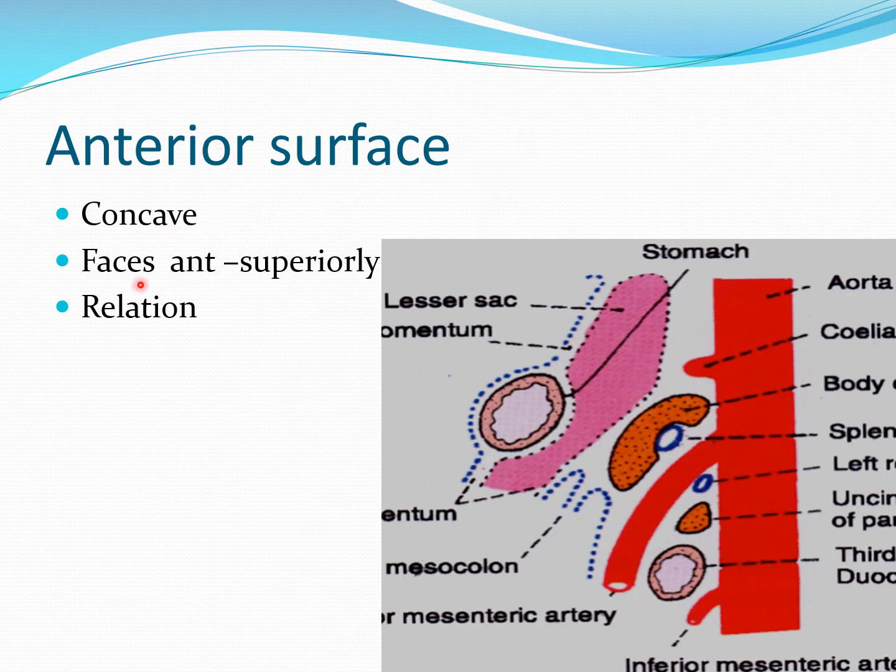You see this diagram, here there is a relation of this anterior surface. It is concave, faces anterosuperiorly, and it is related to the root of the transverse mesocolon and the superior border of the celiac trunk. So these are the anterior relations. The inferior border is related to the superior mesenteric vessels at the right end, and it has three surfaces.